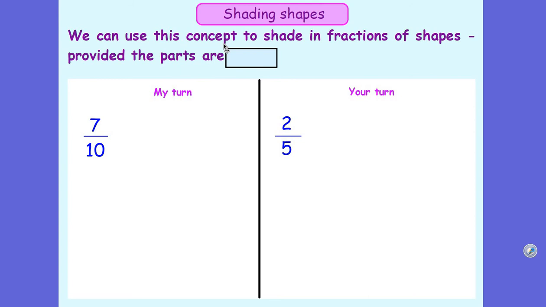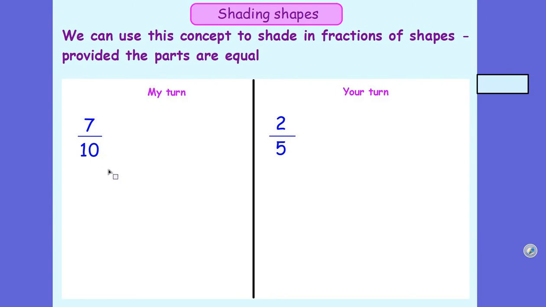So, in your dark blue books, can you put the title Shading Shapes? And underneath that, can you write, we can use this concept to shade in fractions of shapes, providing the parts are equal. Very important to have equal parts.